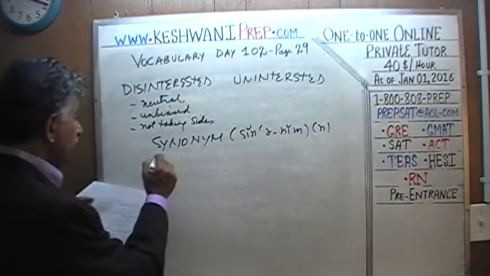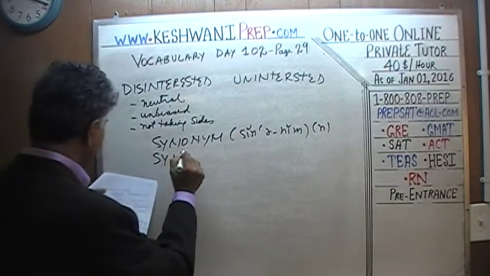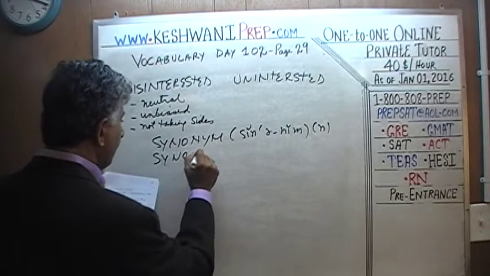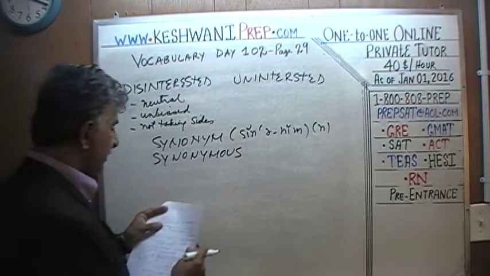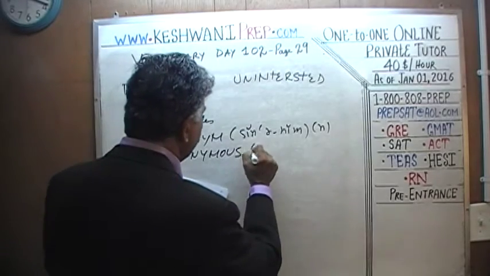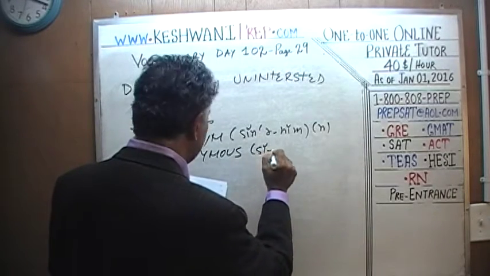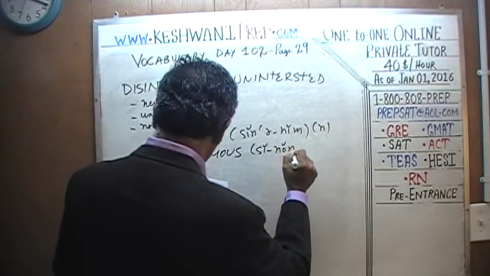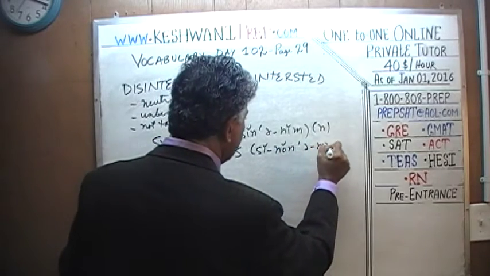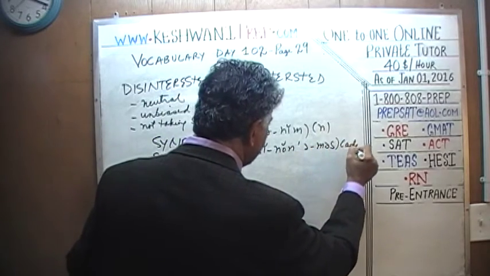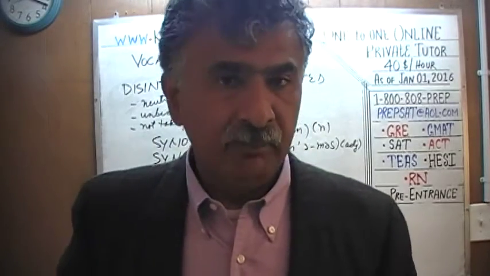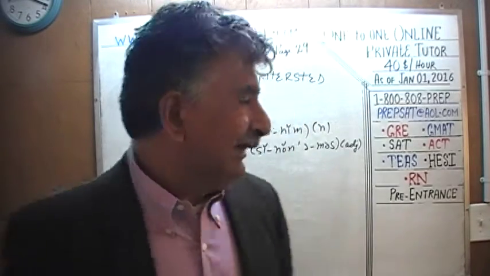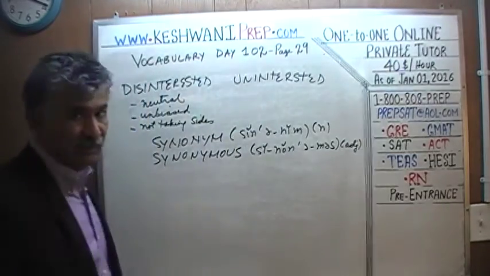The adjective of synonym would be synonymous. The pronunciation changes quite a lot. The word is synonymous. One more time. Synonyms and synonymous. Synonymous is the adjective. These two words are not synonymous.